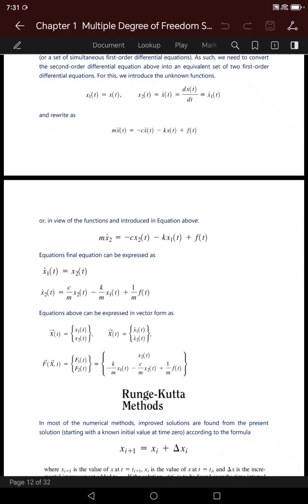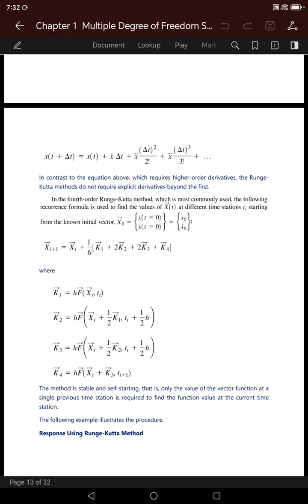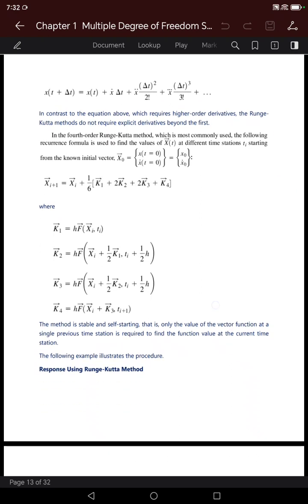This one, on top of the Runge-Kutta method, we're going to use this formula, and after using that formula, we're going to use this formula to get the response. So it's 1 over 6 of k1 and so on, and these are the formulas for calculating k1, k2, k3, k4, okay.